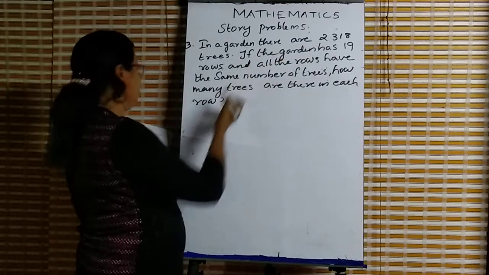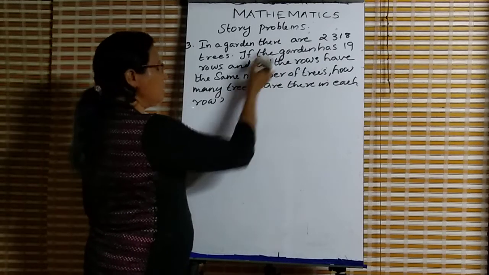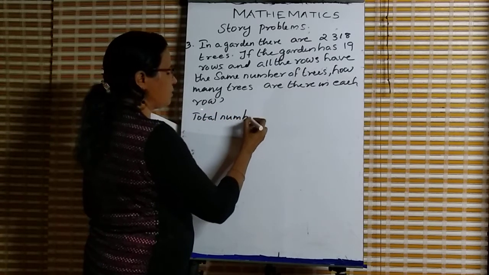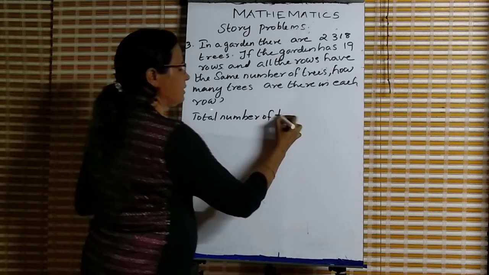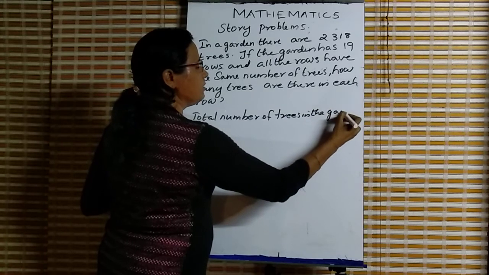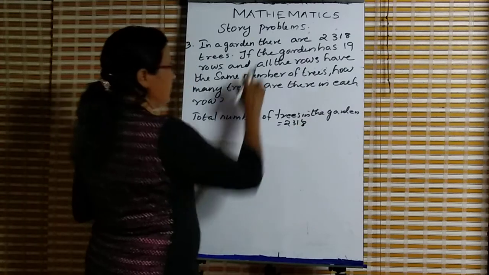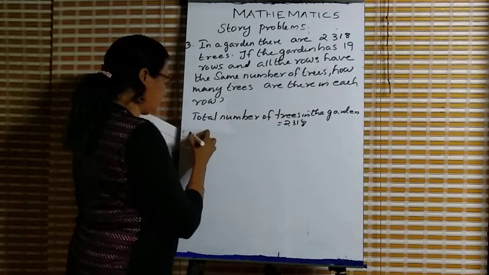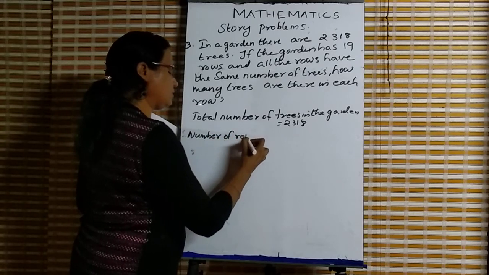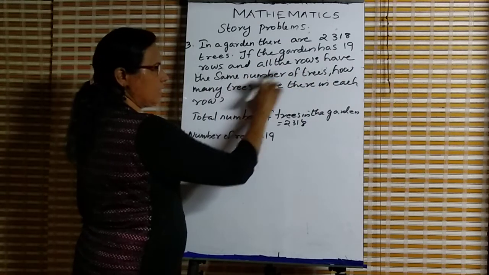In a garden, there are 2318 trees. Total number of trees in the garden is equal to 2318. If the garden has 19 rows, number of rows is equal to 19. And all the rows have the same number of trees.